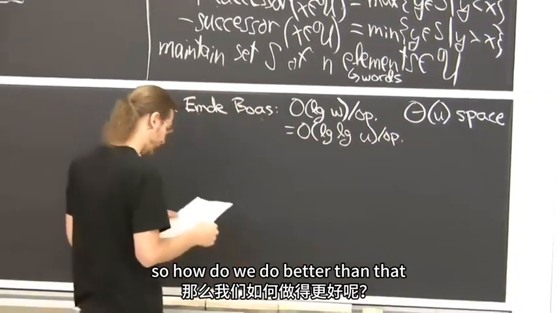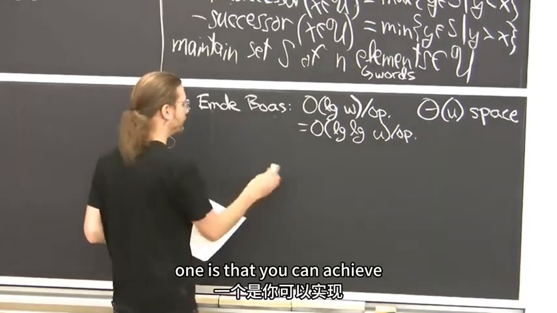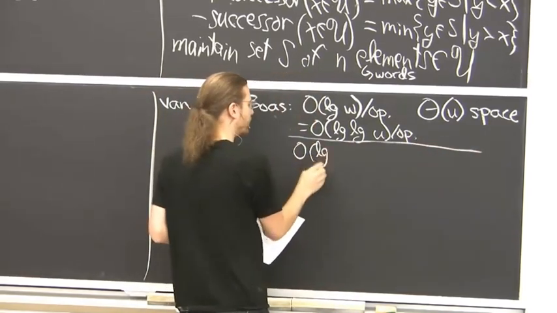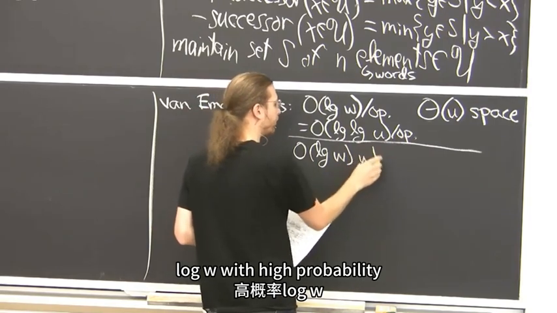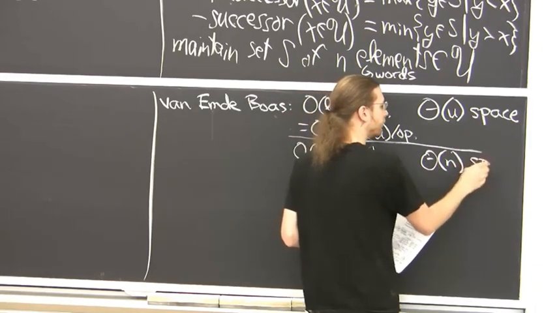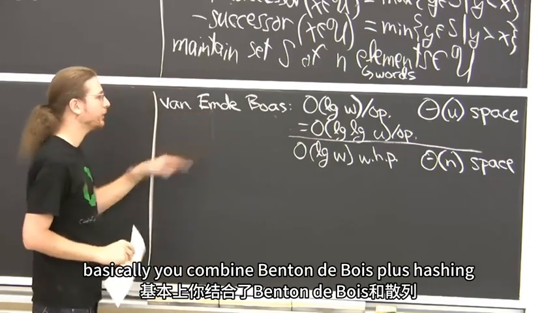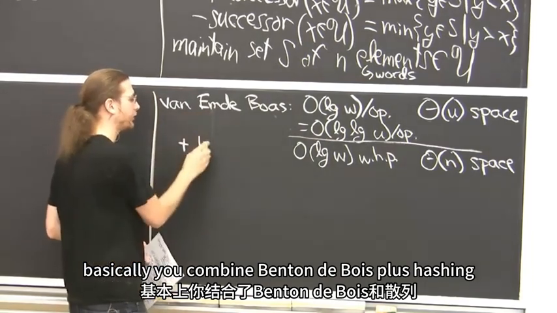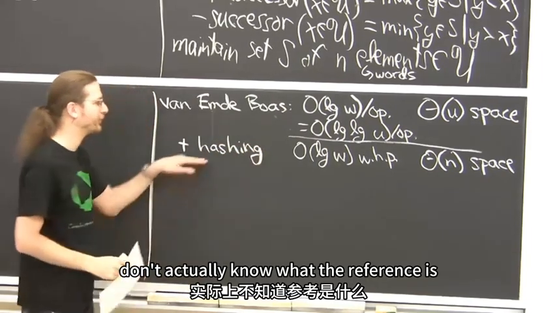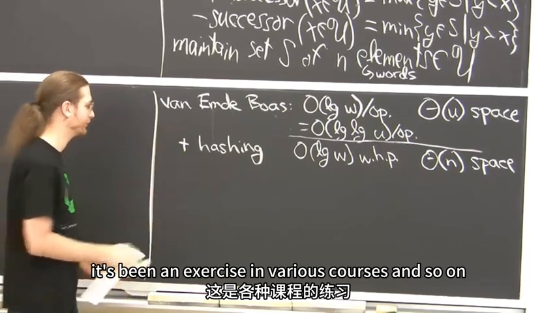So how do we do better than that? Well, there's a couple answers. One is that you can achieve log W with high probability and order N space with a slight tweak. Basically, you combine van Emde Boas plus hashing, and you get that. I don't actually know what the reference is for this result. It's been an exercise in various courses and so on.